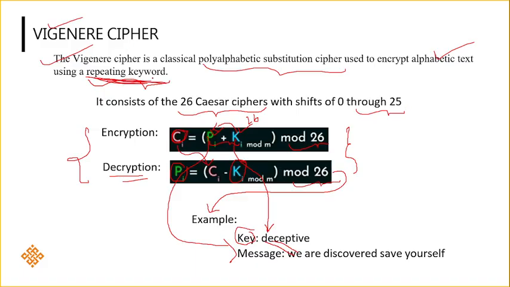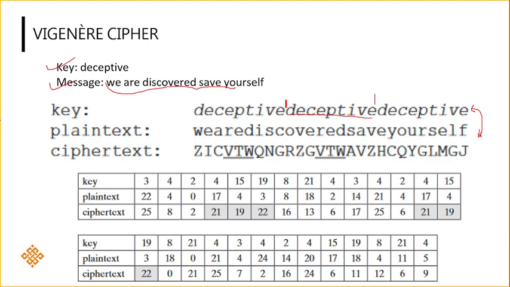But there is a drawback with this. Let's see that afterwards. Now let us see how we are going to do the encryption. So this is the key, this is the plain text. Key and plain text I have put in one table.